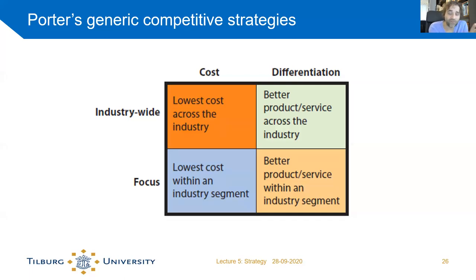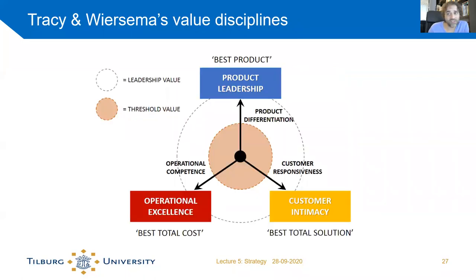So those are four different strategies. But to be honest, I think this one, Treacy and Wiersema's value disciplines, is kind of similar, but I think easier to understand and maybe more interesting to include in your business plan. Because they say what you should choose as an organization is you should either focus on product leadership, operational excellence or customer intimacy, which basically means, product leadership, focus on making the best product there is, Apple.